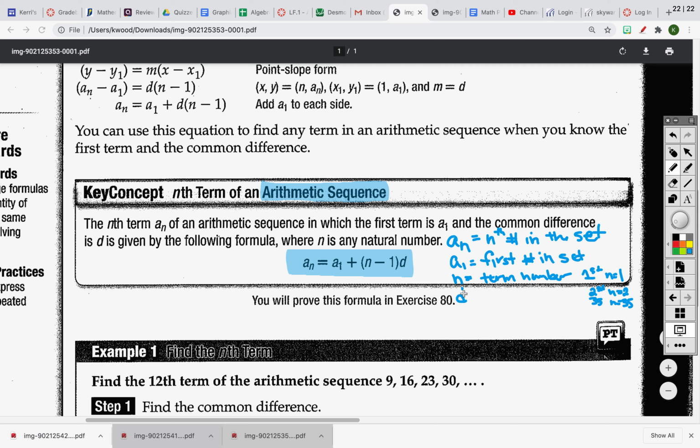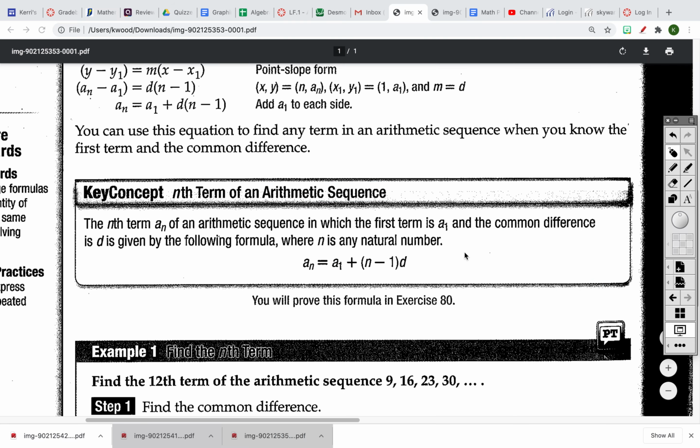D is the common difference. This is also known as the slope or the rate of change. And we're going to use this equation quite a bit.